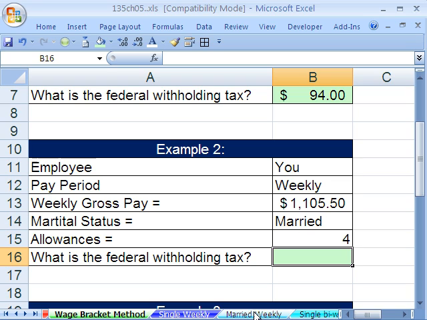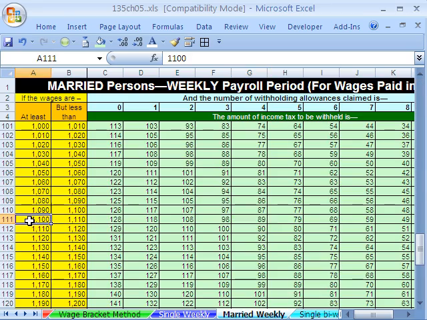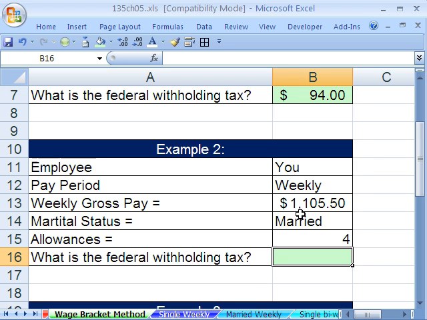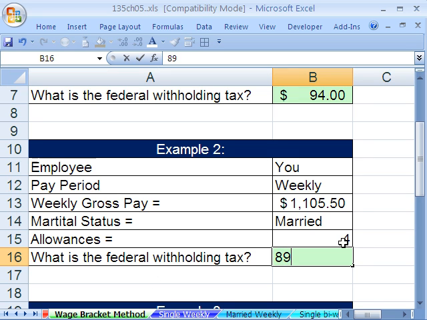Now here it is, weekly married. So we have to go to a different sheet, so we turn to a different page. $1,105.50 and 4. So I'm going to go over here. I have to find that 1,105.50. Go over here and look. Okay, so here it is, 1105. Okay, so 1,105.50 is somewhere in between these two numbers. So this is the row we want. We go from this row over to this column that has 4, and it's 89 bucks. So we come back over here and we put 89 bucks here.